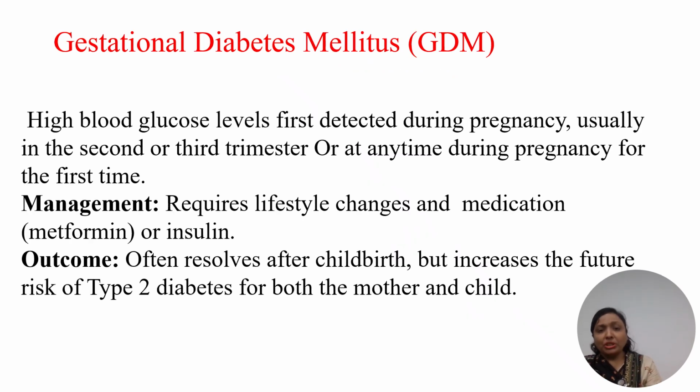Next type is gestational diabetes mellitus, which is called as GDM. High blood glucose level first detected during pregnancy, usually in the second or third trimester, or at any time during the pregnancy for the first time. This is labeled as gestational diabetes mellitus. Its management requires lifestyle changes and medications like insulin or the metformin, depending on the blood glucose severity. The outcomes of gestational diabetes, it often resolves after birth, but the future risk of having the diabetes increases for both the mother and the child.